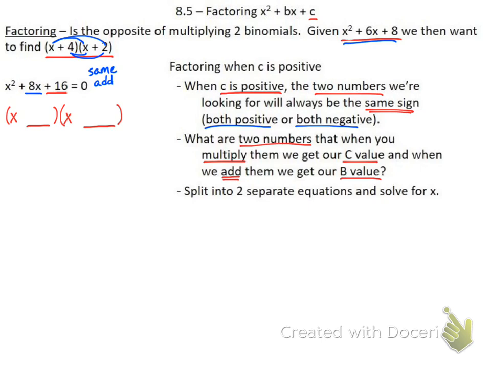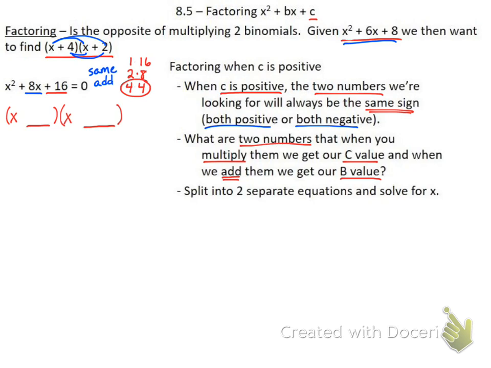And again, if you don't know where to start with problems like these, you're going to list out all the different ways to multiply to get 16. So I've got 1 and 16, I've got 2 and 8, I've got 4 and 4. Pretty quickly, you should realize that this is going to be 4 and 4, because they multiply to get me 16 and they add to get me 8.